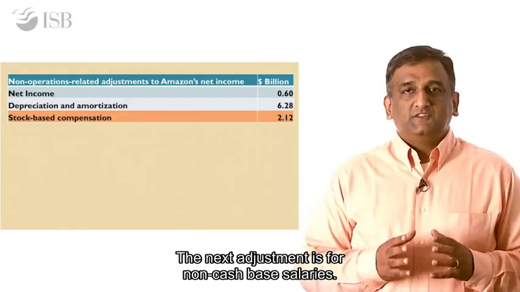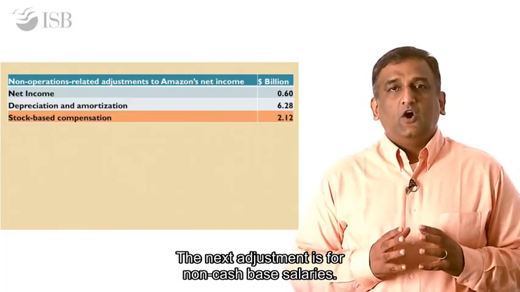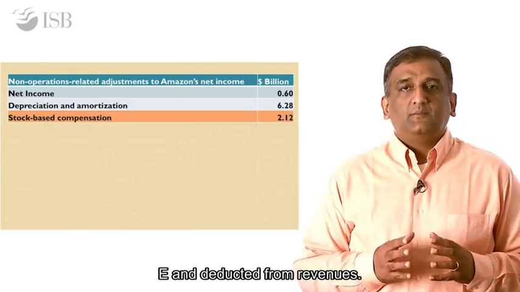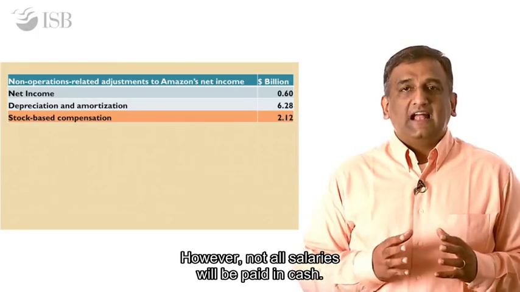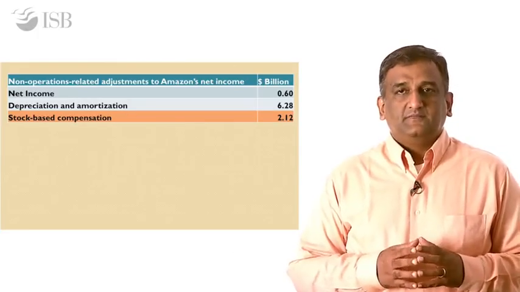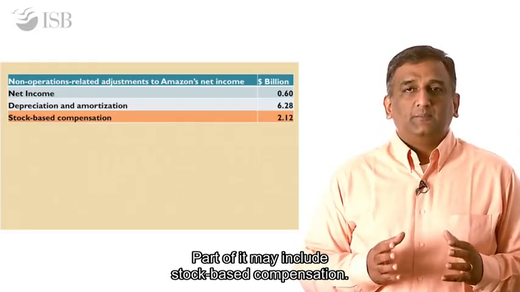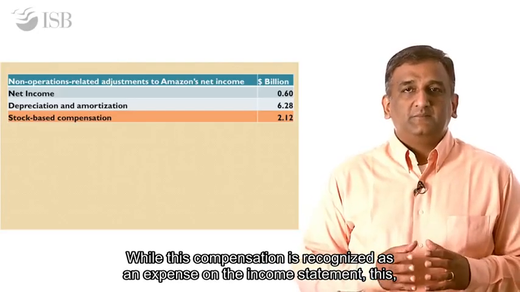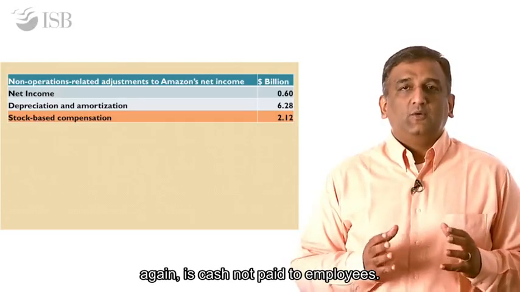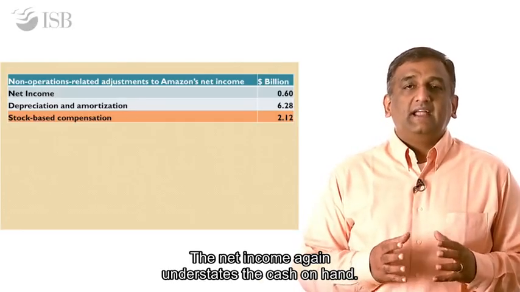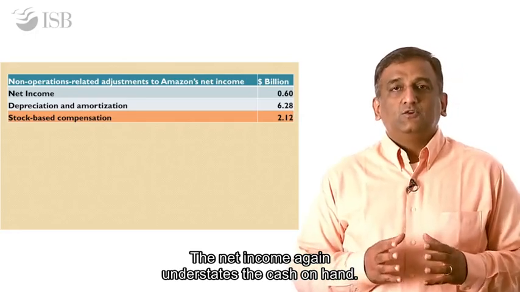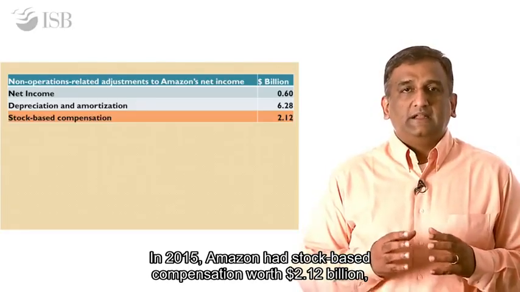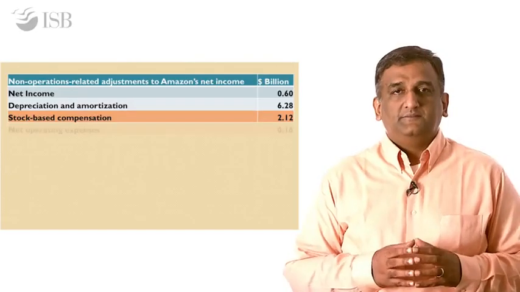The next adjustment is for non-cash based salaries. All executive and employee salaries are recorded under SG&A and deducted from revenues. However, not all salaries will be paid in cash. Part of it may include stock-based compensation. While this compensation is recognized as an expense on the income statement, this again is cash not paid to employees. The net income again understates the cash on hand. In 2015, Amazon had stock-based compensation worth $2.12 billion, which is added back in full.